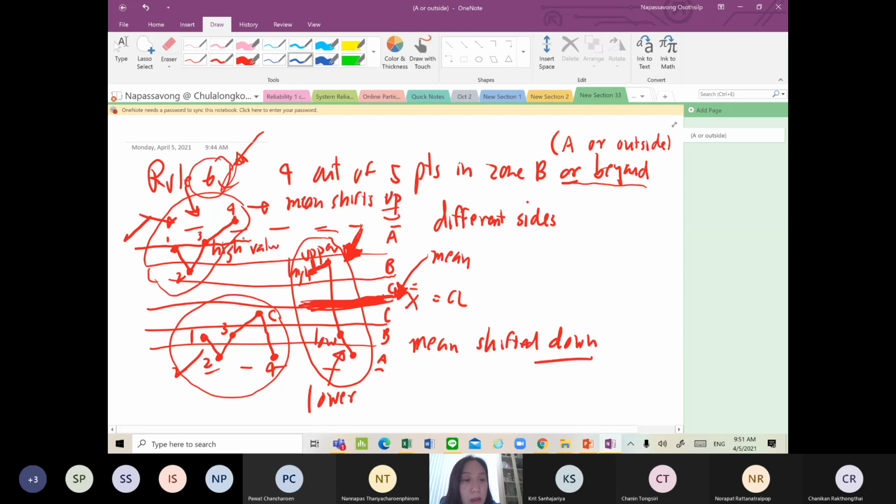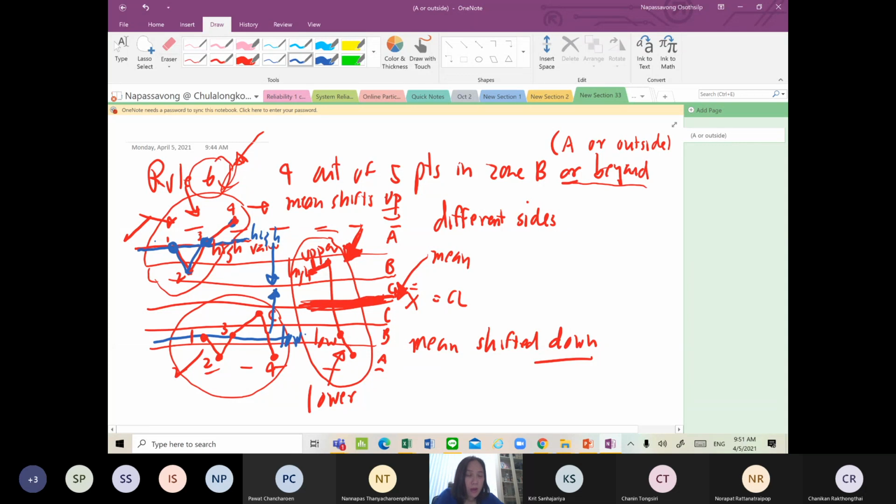Let me get a new color. 4 points here. So the mean will be at this point, which is much higher than its normal level. Same thing on the lower side here. You will have a lower mean, and it is pretty different from the center line.